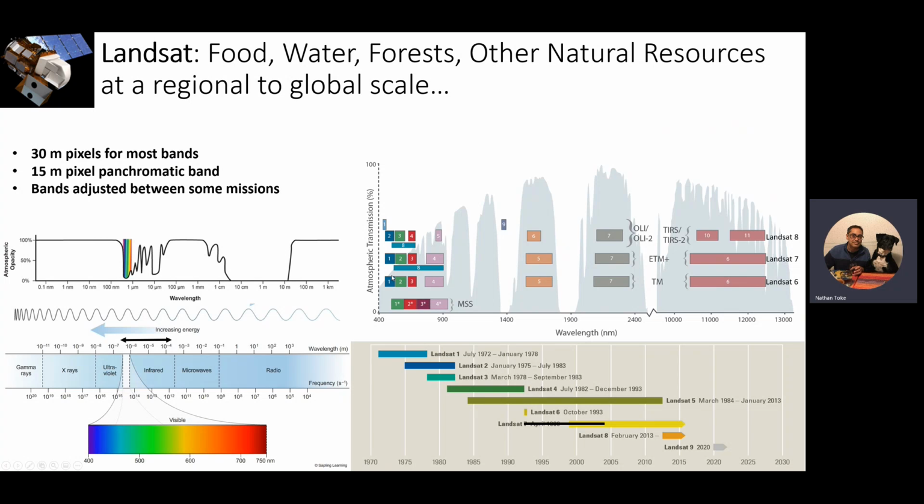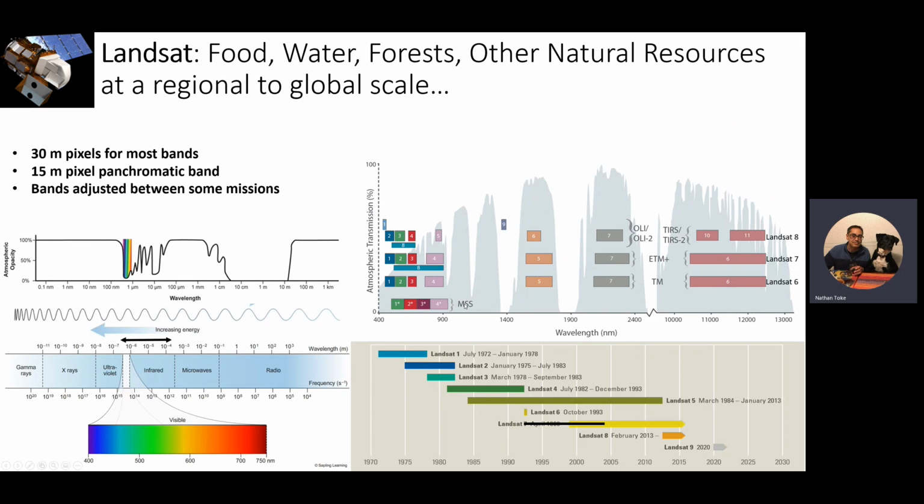So this is the wavelength axis at the bottom here, and then atmospheric transmission at the top, sorry, on the y-axis. And so you can see that curve through here for the atmospheric transmission. And then the Landsat bands are here.